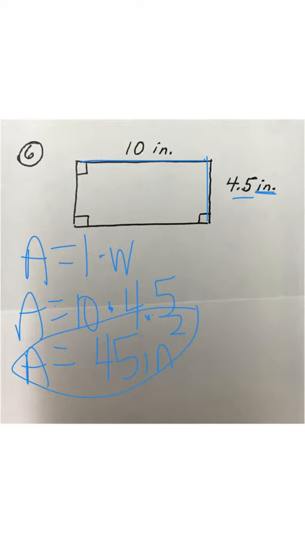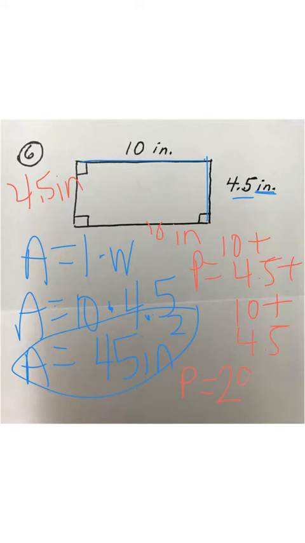For perimeter, whatever's on the top is also on the bottom, and whatever's on the right is also on the left. So we just add them all together. So you have 10 plus 4.5 plus 10 plus 4.5. And you will find that your perimeter is 29 and the unit is inches.